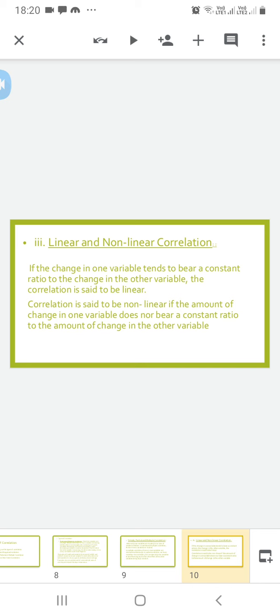For example, let us consider the following data: x and y, x is 1, 2, 3, 4, 5, y is 5, 7, 9, 11, 13. Thus, for a unit change in the value of x, there is a constant change in the corresponding values of y, 2 units. Mathematically, the above data can be expressed by the equation y equals 2x plus 3.